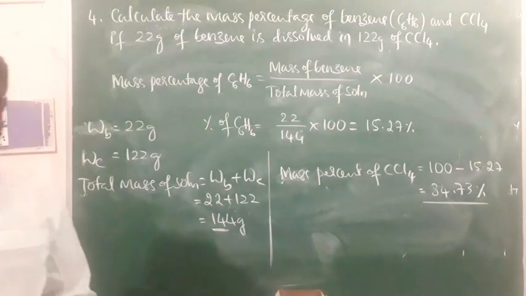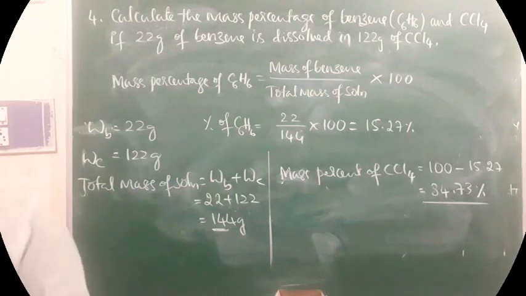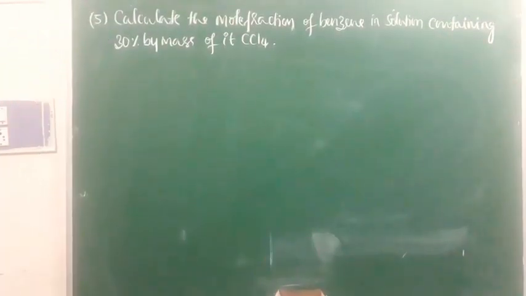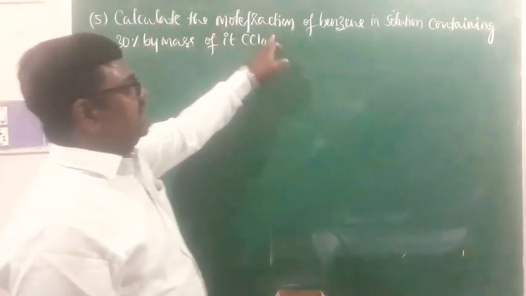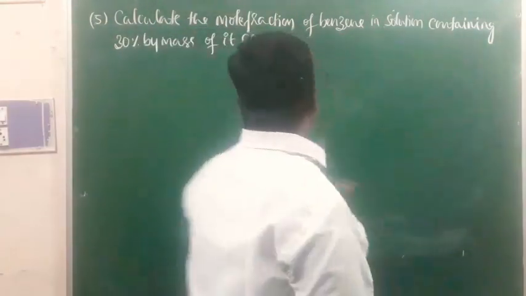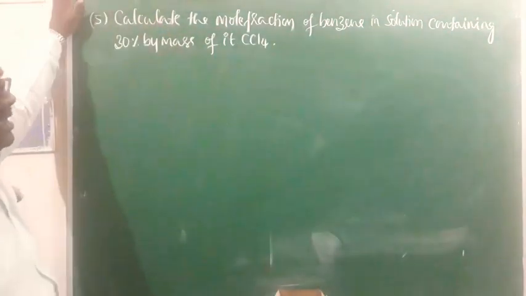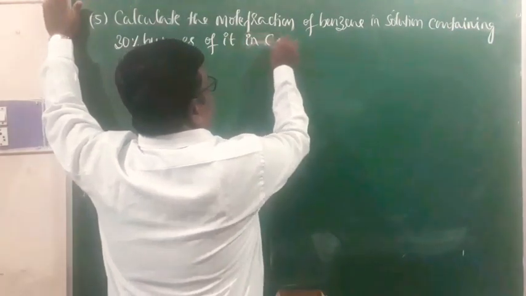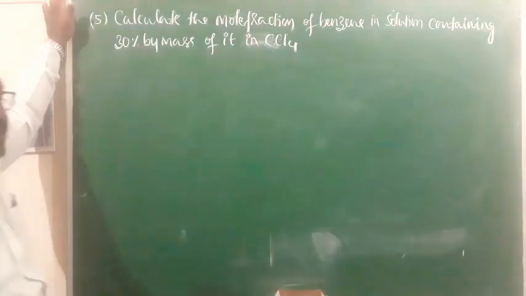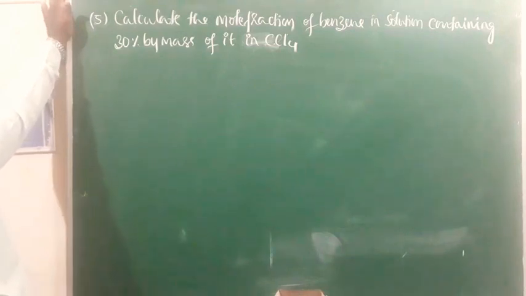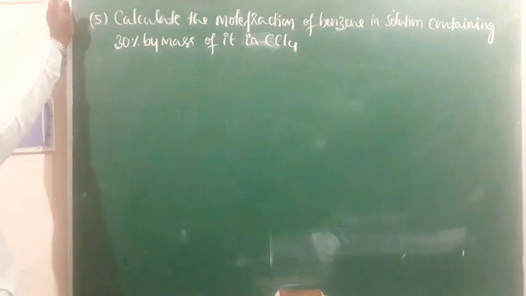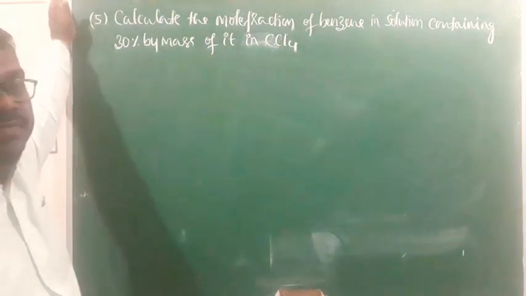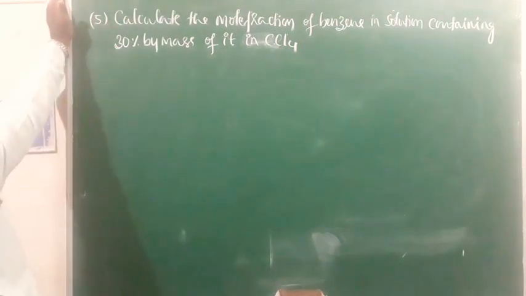We'll go to the next problem. Look at the fifth problem. Calculate the mole fraction of benzene in a solution containing 30% by mass of it in CCl4. You are supposed to calculate the mole fraction of benzene in the solution containing 30% by mass of benzene in CCl4. Benzene is a solute, CCl4 is a solvent.